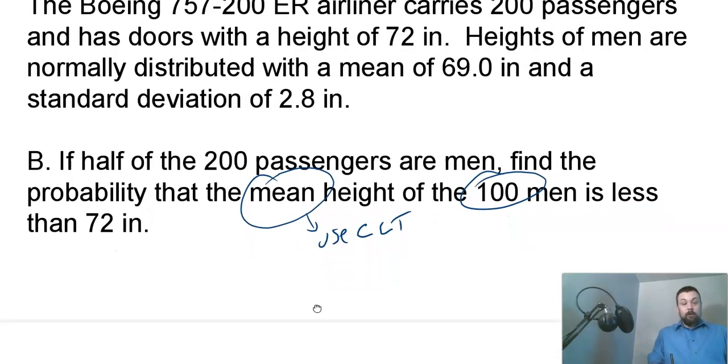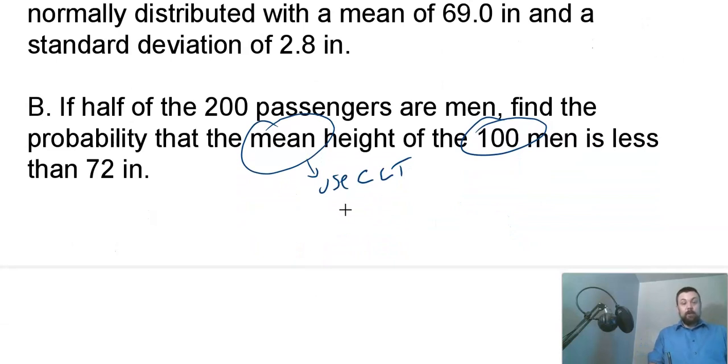The picture still looks the same because the central limit theorem tells me that the mean of the sample means, which is now the set of numbers I'm calculating the probability from. I'm not calculating the probability on the original set of heights that we have. I'm calculating the probability on the sample means of all samples of size 100 from the heights of men. Right?